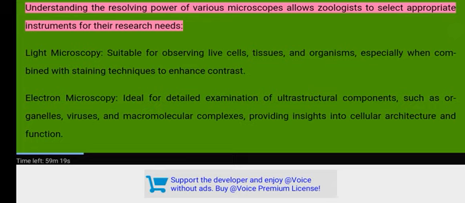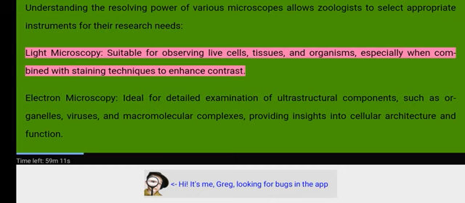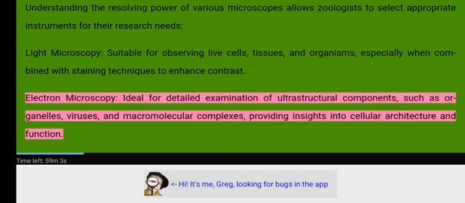Understanding the resolving power of various microscopes allows zoologists to select appropriate instruments for their research needs. Light microscopy, suitable for observing live cells, tissues, and organisms, especially when combined with staining techniques to enhance contrast. Electron microscopy, ideal for detailed examination of ultrastructural components, such as organelles, viruses, and macromolecular complexes, providing insights into cellular architecture and function.